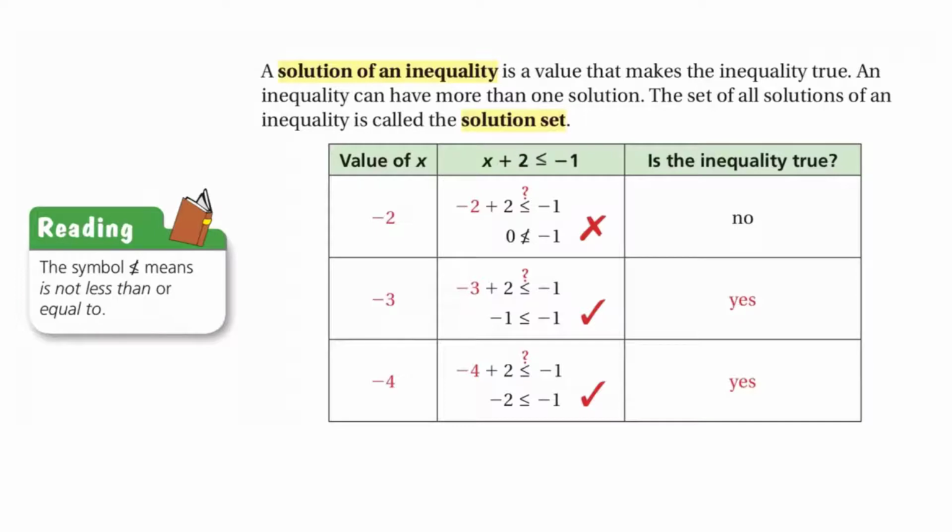No, that does not work out very well. Well, let's put another value in for x, negative 3. Negative 3 plus 2 is less than or equal to negative 1. When we solve the left-hand side, negative 3 plus 2, we get negative 1. Negative 1 is less than or equal to negative 1? Yes, it is equal to negative 1, so we get a yes. And if we put negative 4 in, the inequality works out to be correct because negative 2 is less than or equal to negative 1. So we get a yes for that as well. Those are solutions to the inequality.